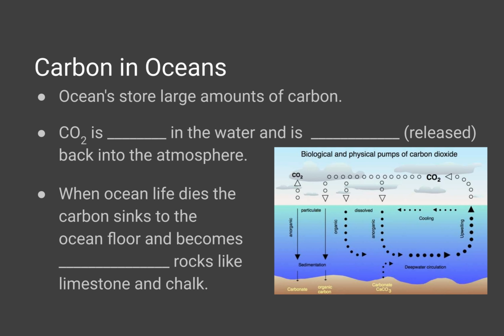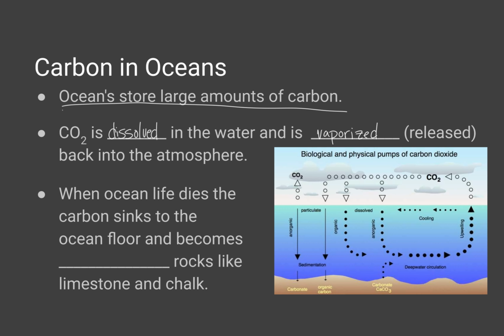Then finally, for the processes, we have dissolving and vaporizing. And this has to do with oceans because oceans store huge amounts of carbon, often in the form of carbon dioxide, but animals can do something cool with this carbon as well. So oceans store large amounts of carbon. CO2 is dissolved in the water and is vaporized back into the atmosphere.